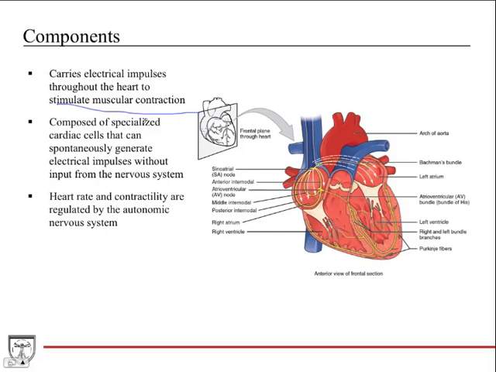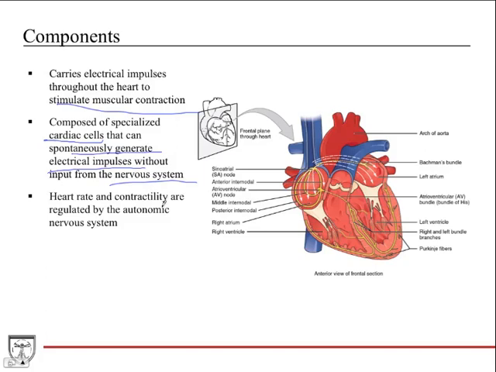But really what they're composed of is specialized cardiac cells. So these aren't muscle cells. These are a special type of cardiac cells that actually spontaneously generate electrical impulses without any input from the nervous system. So these conduction cells act totally on their own. They don't need stimulation from the nervous system or anything like that. They generate the heartbeat completely on their own.